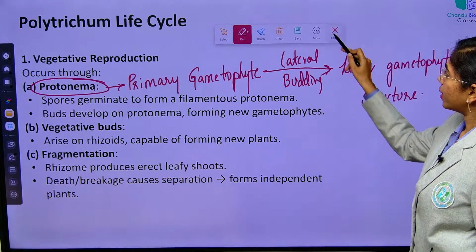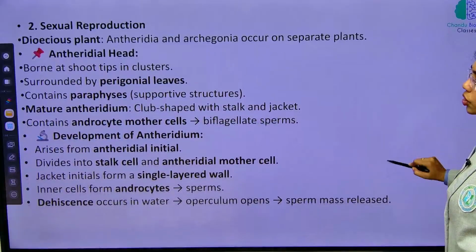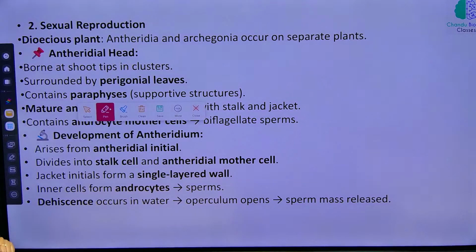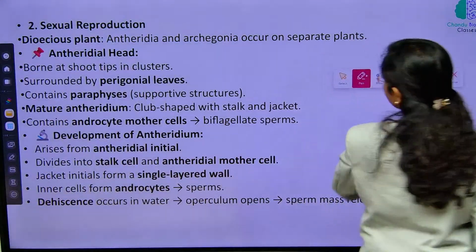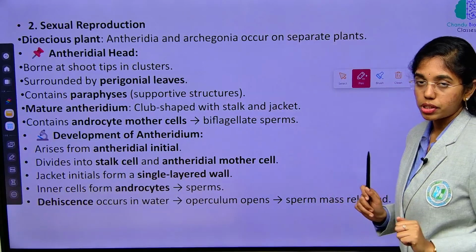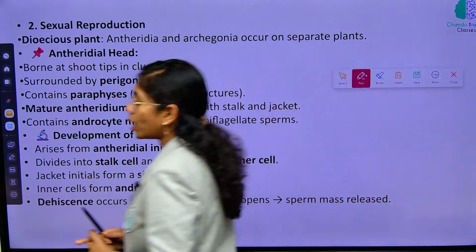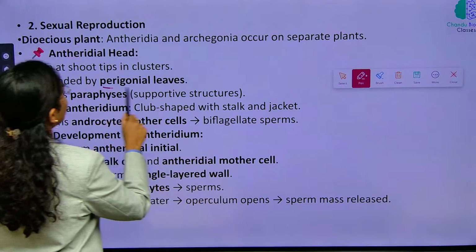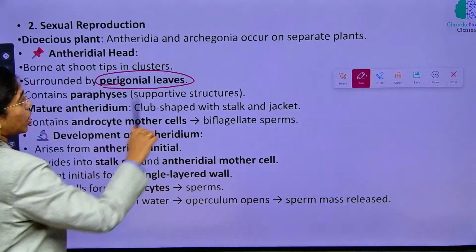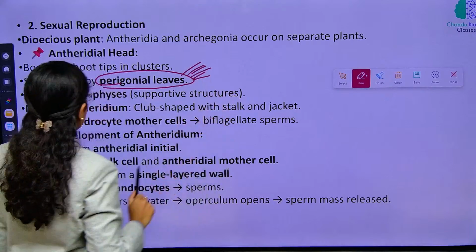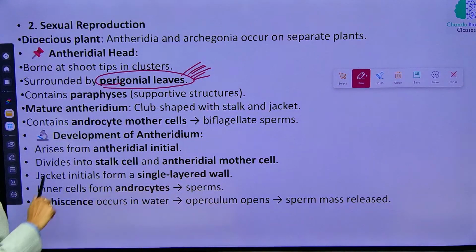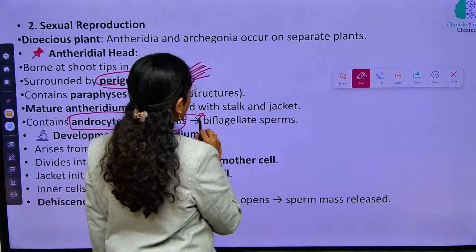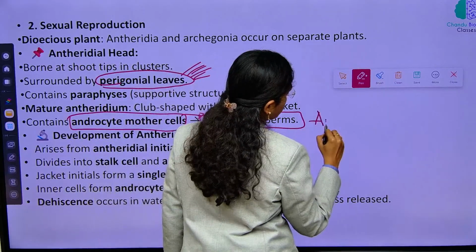Fine, right? And then sexual reproduction. Dioecious plant, Antheridia and Archegonia occur on separate plants. On two separate plants, Antheridia and Archegonia are present, male and female sex organs. So, this Polytrichum is what? Dioecious plant. Antheridial head is surrounded by perigonial leaves, and they also contain some supportive structures which are known as paraphyses. Mature Antheridium will have androcyte mother cells. These androcyte mother cells will give out biflagellated sperms, which are antherozoids.